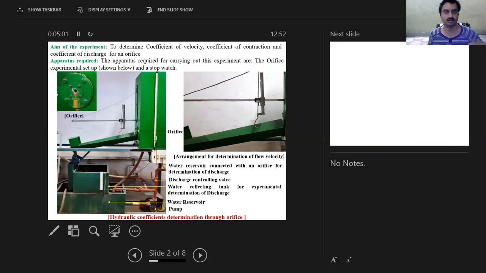Like the venturimeter, you have got a converging section, a throat cross section, and a diverging section. As compared to that, an orifice is very simple in construction. It's just a plate with a hole. Okay, so this is the experimental setup. The first slide is clear, I hope.